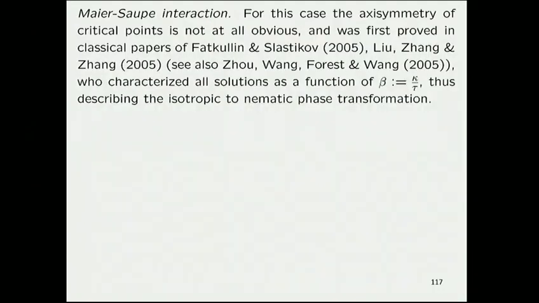On the other hand, for the Meyer-Saupe interaction, this is not obvious at all. Okay, and it was first proved in two classical papers of Fatkulin and Slastikov and Yu, Zheng, and Zheng, essentially simultaneous, and in this paper by two other Wangs and Zhao and Forrest, they also gave a proof, and they characterized, in fact, all solutions as a function of the parameter kappa, which is the thing in the kernel. This is minus kappa t squared, and tau, which is, of course, Boltzmann constant times temperature, and thus describing the isotropic to nematic phase transformation.